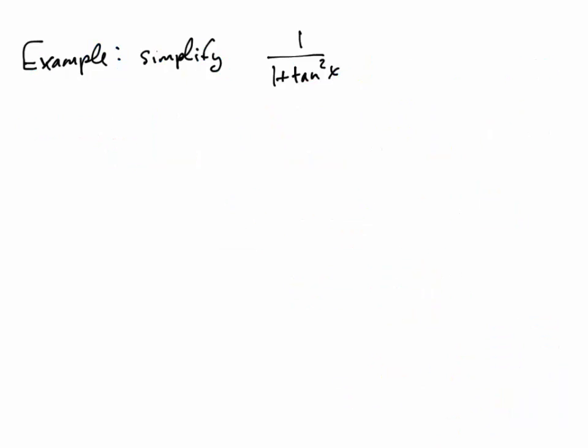This one's not in the notes, but I wanted to do one that's maybe a little simpler. So 1 over 1 plus tangent squared x. Well, what we can notice is that tangent squared x plus 1 is equal to secant squared x. That's one of the Pythagorean identities. So what we can do is take this 1 plus tangent squared x and substitute secant squared x. So we can rewrite this as 1 over secant squared x.